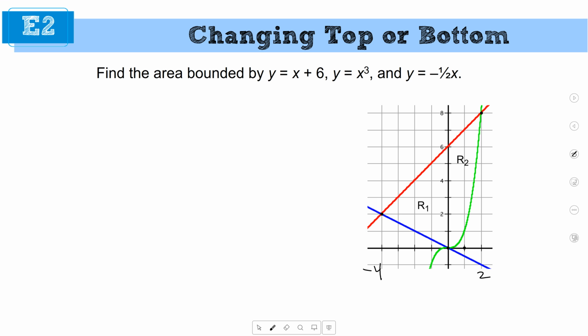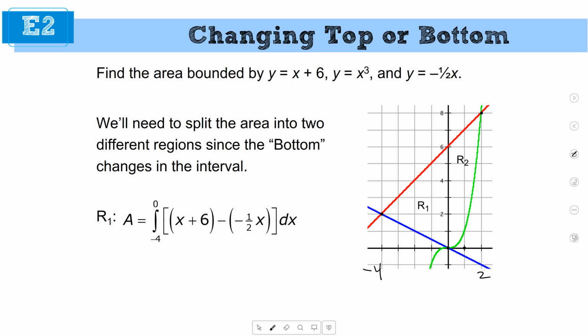So what I need to do is simply write 2 different integrals. We don't want to make it more complicated than it has to be. Just treat them as separate regions. So the first one would be that. That's the red minus the blue from -4 to 0. Remember, the smaller number is always on the bottom. And then R2 is red minus green or green minus red? Red minus green, top minus bottom again, gives us that.